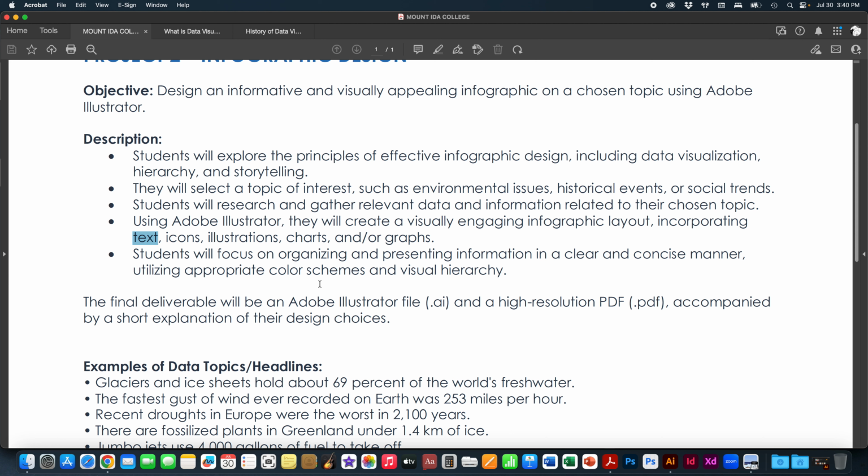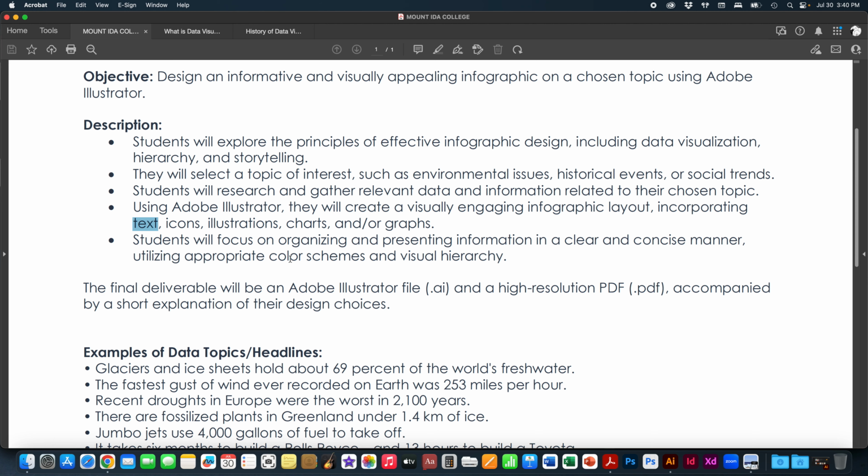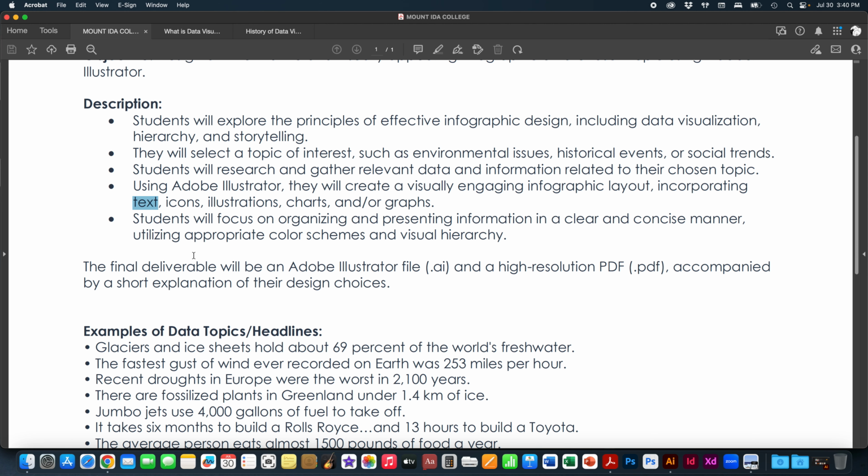And of course, utilizing appropriate color schemes and visual hierarchy. We'll talk about what that means in a minute, but we are doing this in full color this time. So no more black and white, because soon, next week, we're going to be also diving into the color-based tools in Illustrator, which obviously you've played around with a little bit already. And so we'll be able to incorporate some color in this as well.